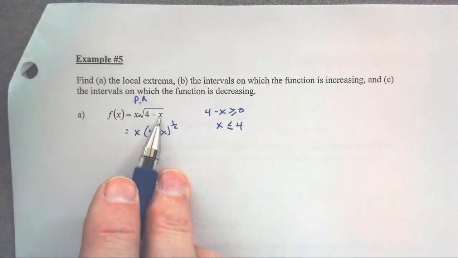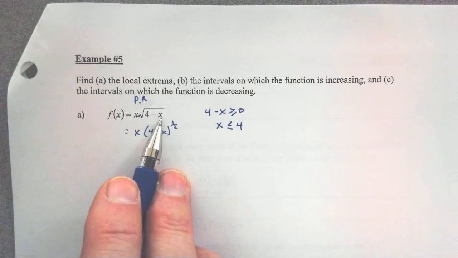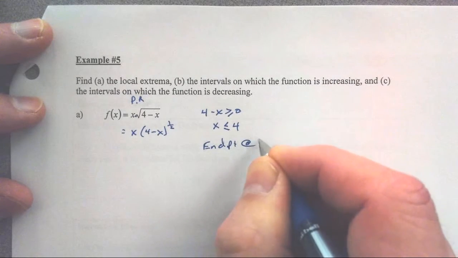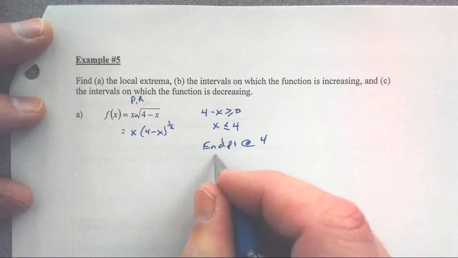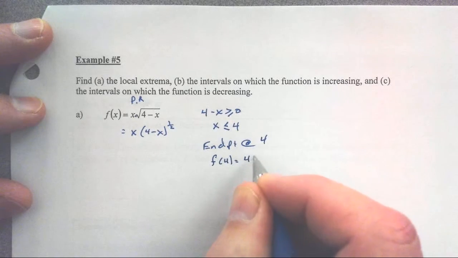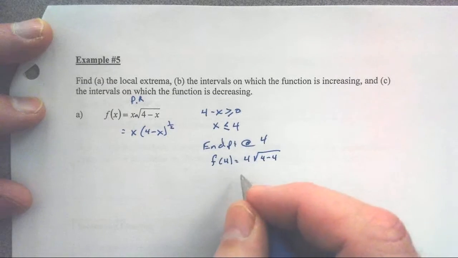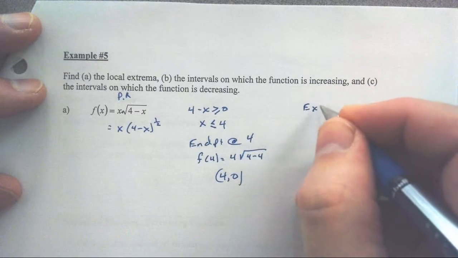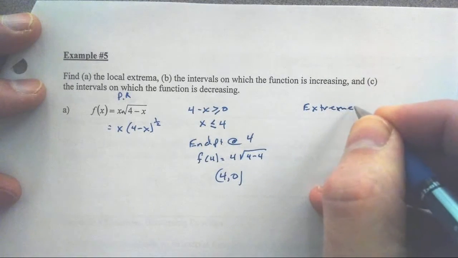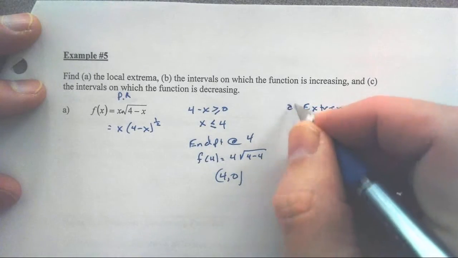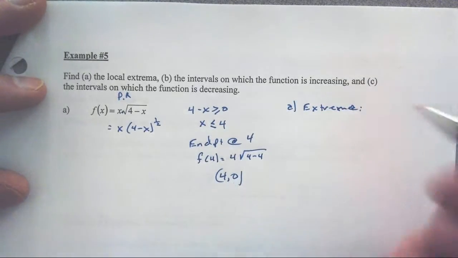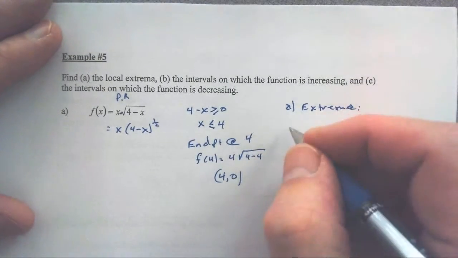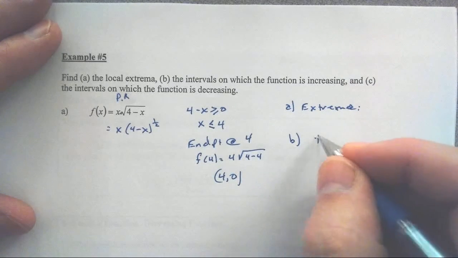I can put 3 in here. I can barely put 4 in here. I can't put 4.01. So right away, I realize I have an endpoint at 4. So I want to consider that value. f of 4 is 4 times the square root of 4 minus 4, or we get the point 4, 0. I'm going to find extrema, and I suspect there's a very good chance that I have an extreme value of 0. Maybe not, but it's an endpoint. Doesn't it almost have to be, unless it's constant at that point? B, intervals of increase.